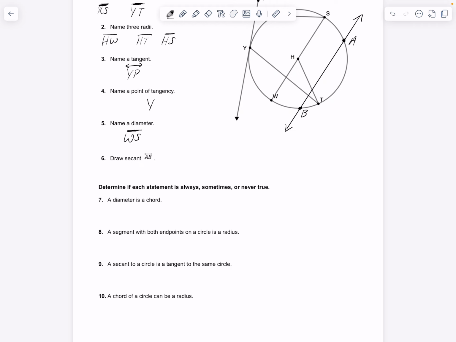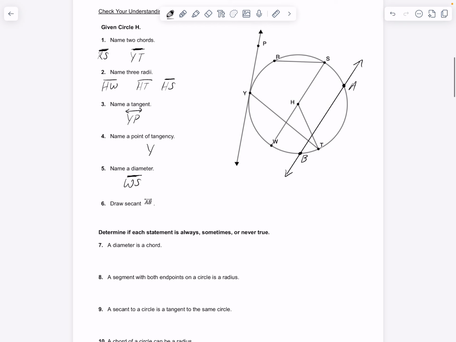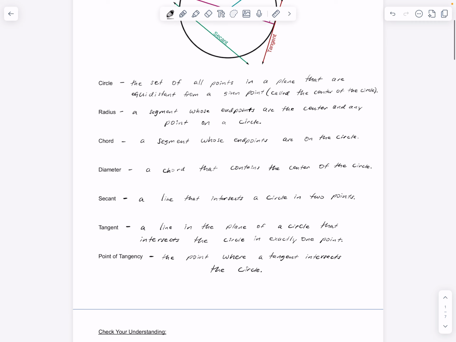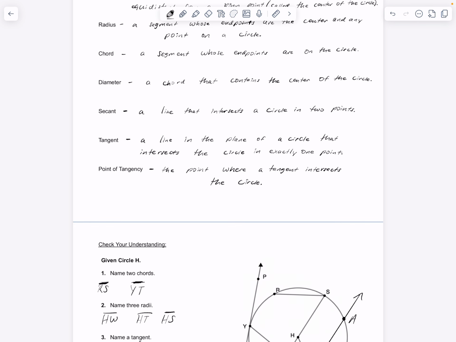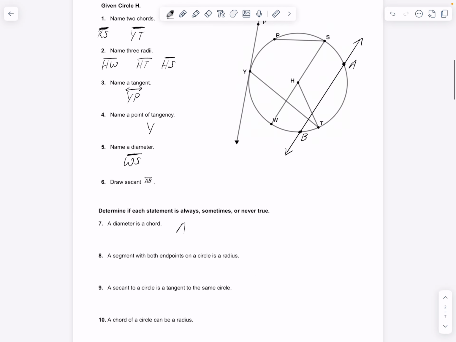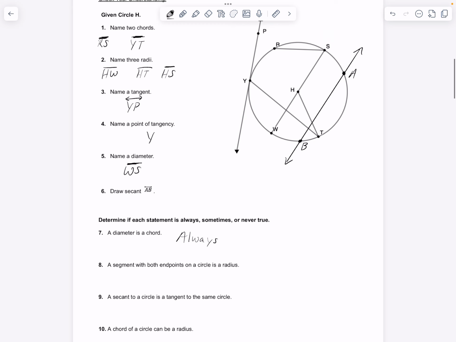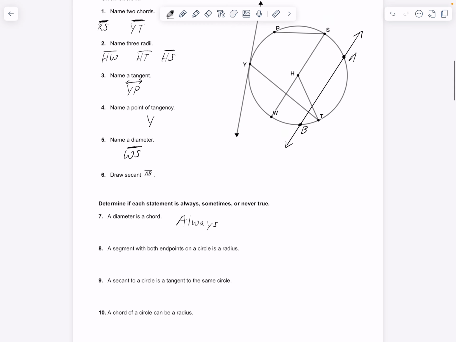A diameter is a chord. So a diameter is a chord. Okay, so diameters, they're going to go through the center of the circle. If we go back up here, right? A chord is a segment whose endpoints are on the circle, and a diameter has to go through the center of the circle. And you notice in the definition, the very first thing that it says is it is a chord. So when it says a diameter is a chord, this is always true. A segment with both endpoints on a circle is a radius. So both endpoints on a circle, that's actually a chord. Radius has to have one endpoint at the center of the circle, so this is never true.